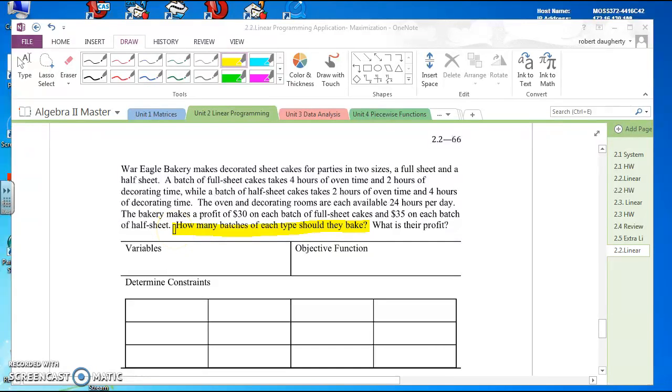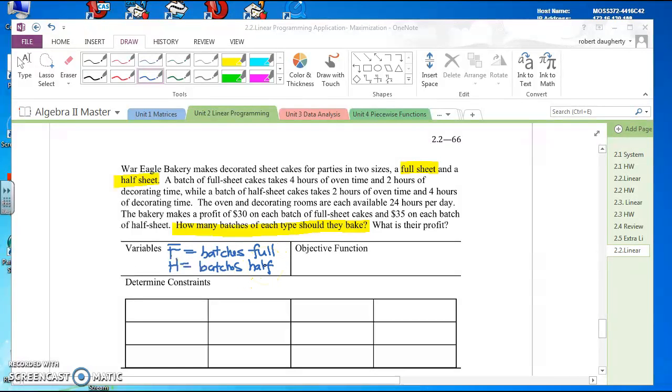That's going to help me define my variable. So batches of what? Well, it's batches of sheet cakes. There's a full and there's a half, okay? So how many batches of each should we make? Those are my variables. So in this case, we'll let F equal the batches of full, and H equal the batches of half, okay?